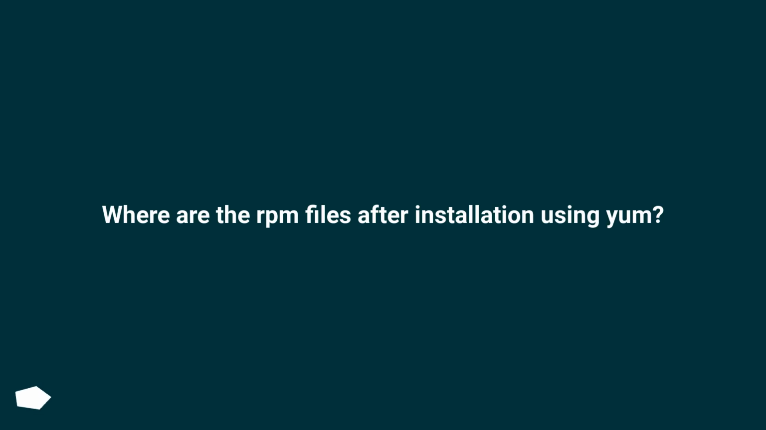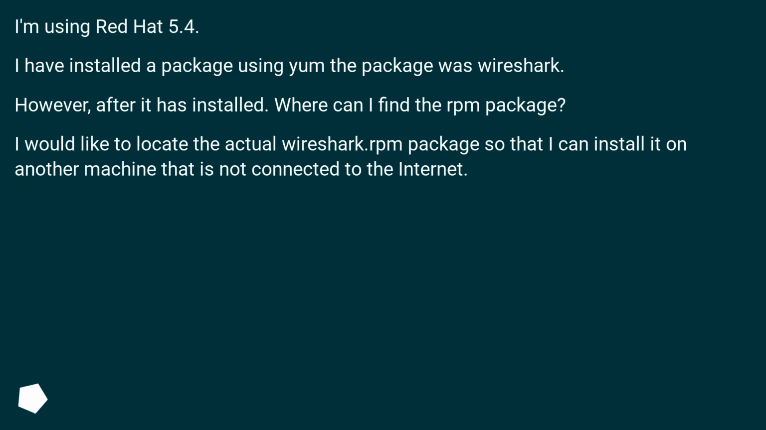Where are the RPM files after installation using Yum? I'm using Red Hat 5.4. I have installed a package using Yum. The package was Wireshark. However, after it has installed, where can I find the RPM package?